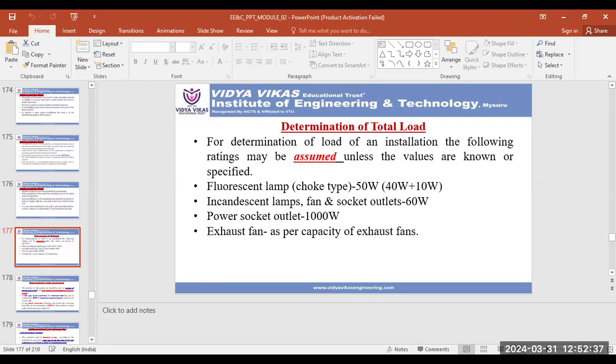Now, let's understand determination of total load. For determination of total load, we have already done a pedagogy activity on how to determine the load. Even so, let's understand some of it with a small explanation. For determination of load of an installation, the following ratings may be assumed unless the values are known or specified. That means if we know the value, okay; otherwise we have to assume a little.